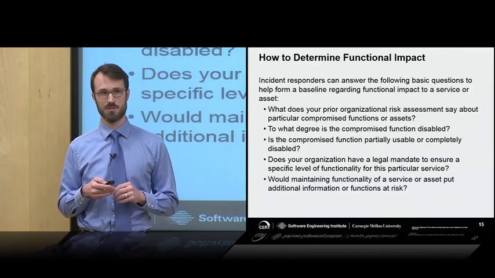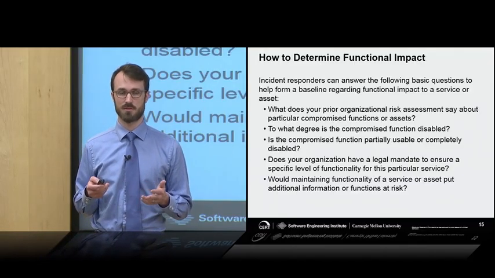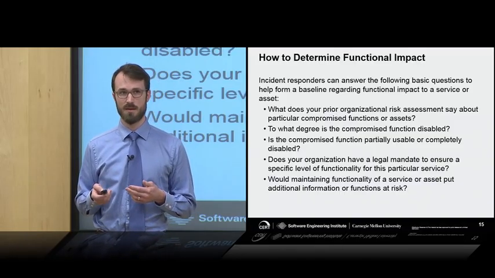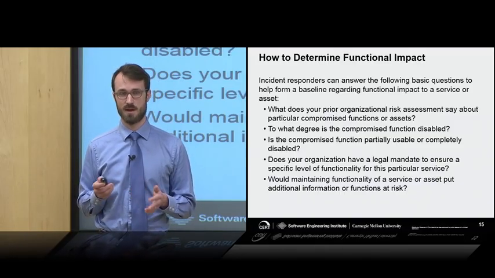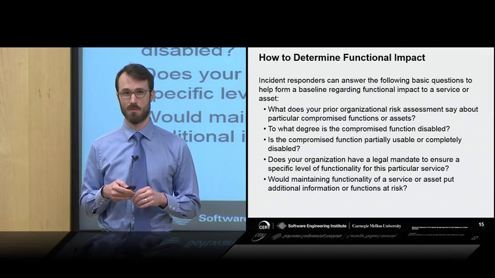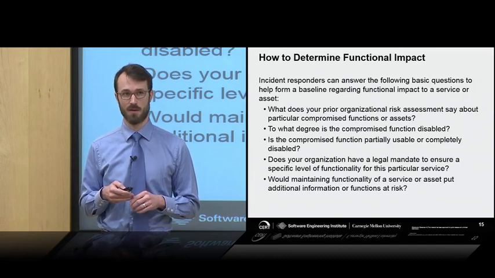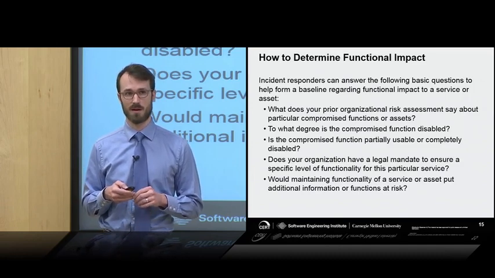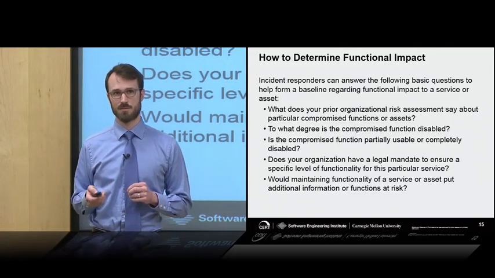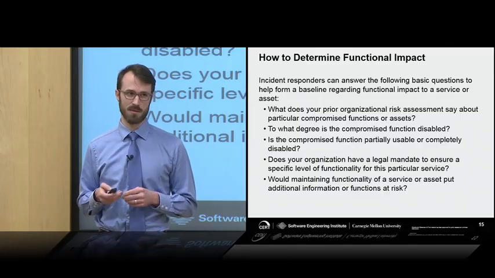Ask the question, to what degree is the compromised function disabled or degraded? Maybe in a particular instance it's not critical to fix it right now, or maybe impact-wise it'll harm the organization more to fix it now than it will later or a couple hours down the road. So is a compromised function partially usable or completely disabled?